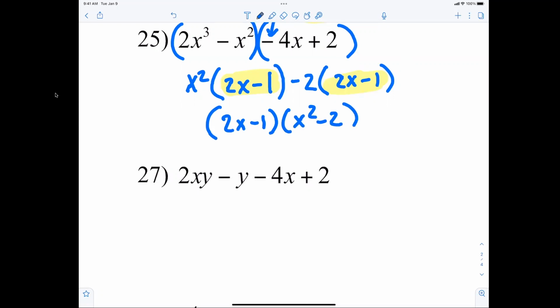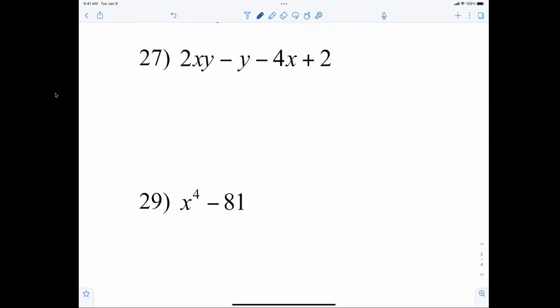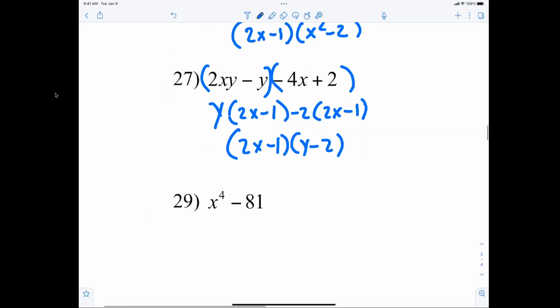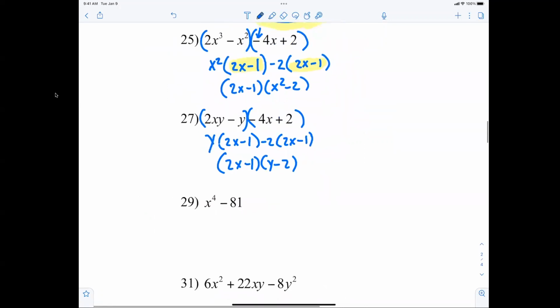All right. So let's knock out 27 together. All right. Let's go. Y, and then it comes back out to 2x minus 1, and then -2, and then 2x minus 1. And it's 2x minus 1 in parentheses, and then y minus 2. Very nice. That's practically the same problem.